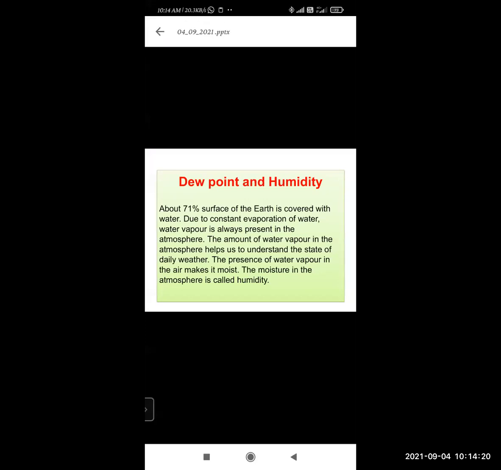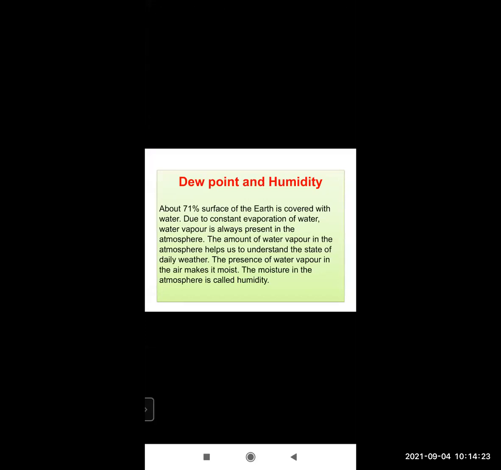Now see what is the next point. So here we have completed our first point, that is dew point, Hope's apparatus and anomalous behavior of water. Now we'll come to the next point, that is dew point and humidity.